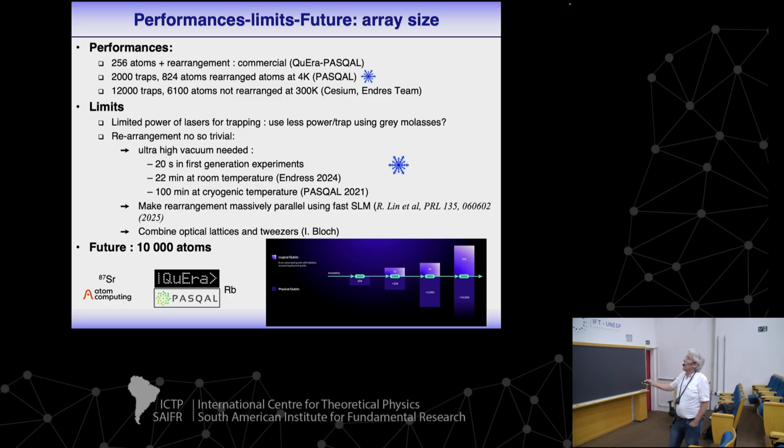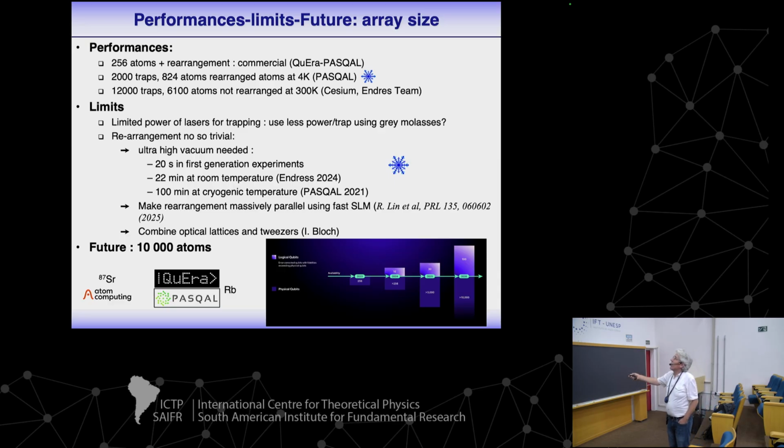You need to implement parallel rearrangement of the atoms, which is the case in this recent experiment. And eventually, you can combine optical lattices and optical tweezers. That's a direction that is chosen in the group of Immanuel Bloch. So I think that 10,000 atoms somehow will be within reach with present technology. More will be more challenging, but never say never.